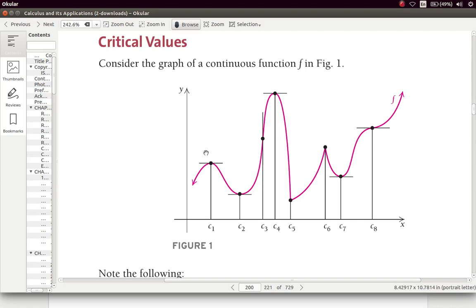Let's look at critical values of a function. Now, here we have the graph of a function.